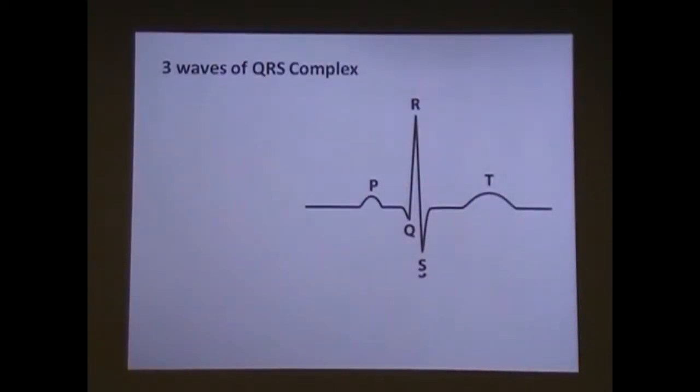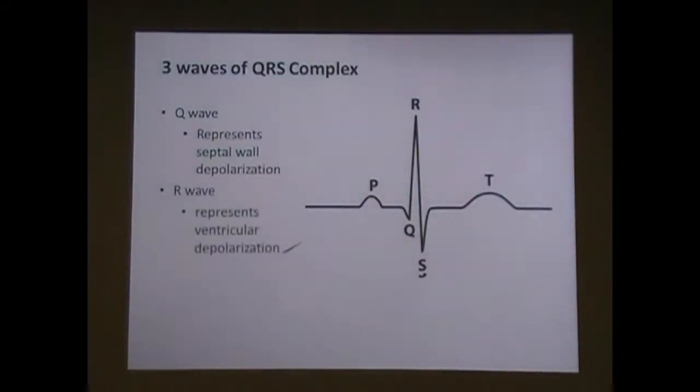So the three waves of a QRS complex: the first one is a Q wave, okay? It represents the septal wall depolarization. The R wave represents the ventricle depolarization. And then you have the S wave, which represents the depolarization of the Purkinje fibers.